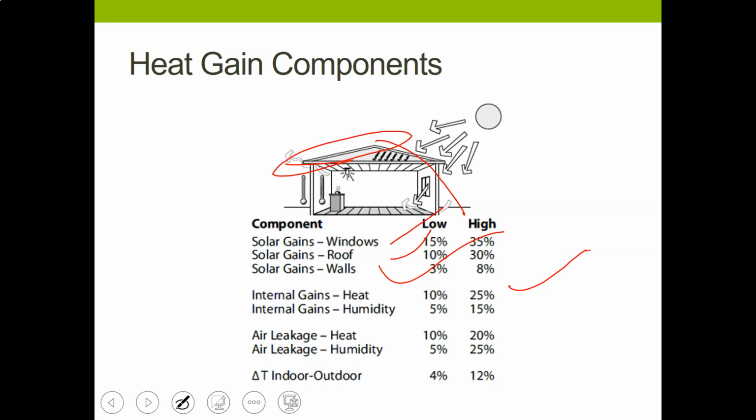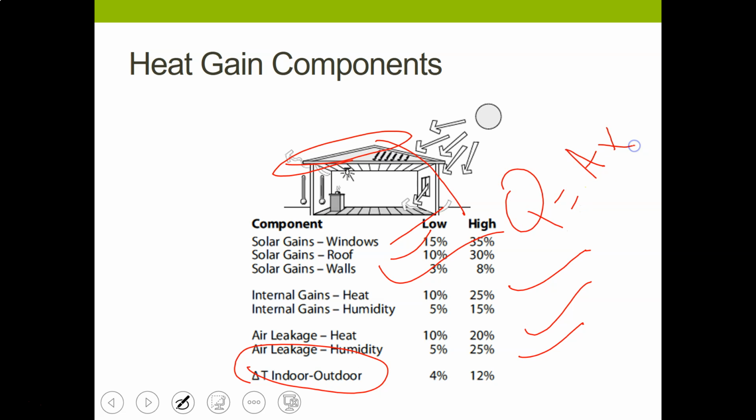The more people you have in the house, the more humidity you will expel. I mean, just as you breathe, every breath you expel has a lot of humidity in it. We expel almost half a gallon of water by just breathing. So think about how much humidity you're expelling into the house. Air leakage for heat and humidity, that's another contribution. And the temperature difference between inside and outside. So that all goes back into the equation, Q equals area times U times delta T.